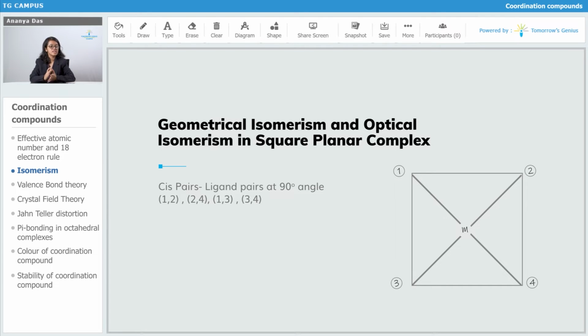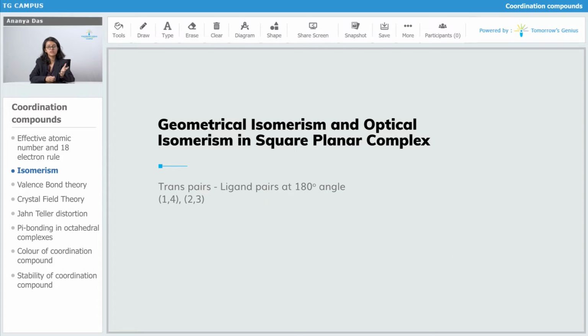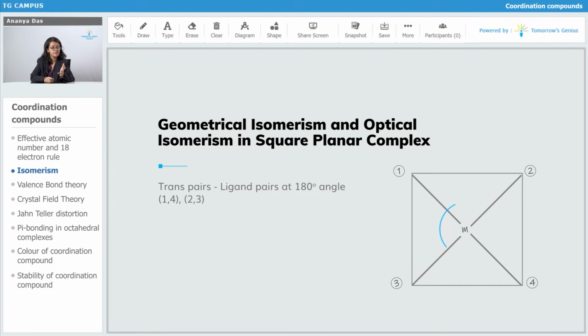So again, cis pairs are the ligand pairs which are at 90 degrees. So the ligands 1 and 2 are at an angle of 90 degrees. Again 2 and 4 are also at 90 degrees. 1 and 3 are also at 90 degrees, as well as 3 and 4. So all of these are cis pairs. Next we go to trans pairs. We already know trans pairs are the ones which are present at 180 degrees. So that's your 2 and 3 as well as 1 and 4. These are the ligands which are present at 180 degrees.